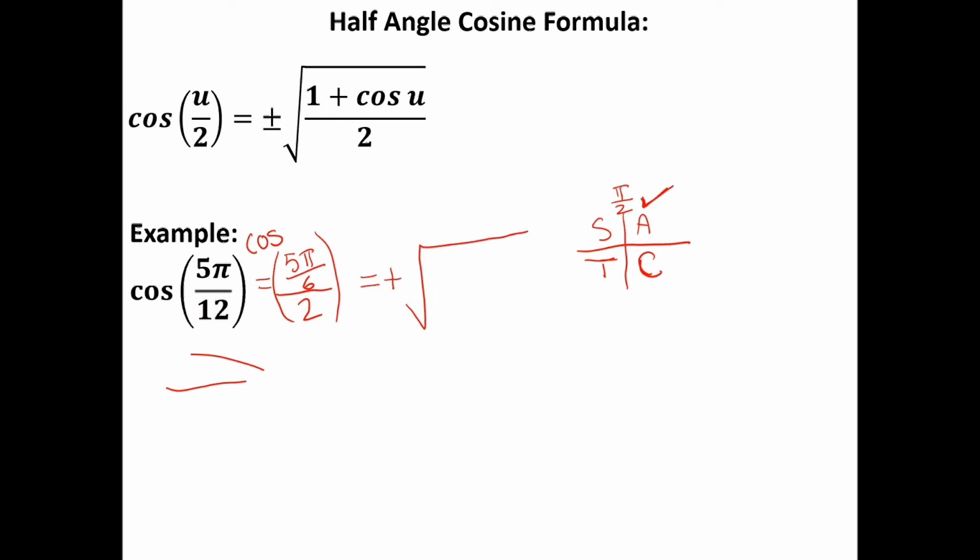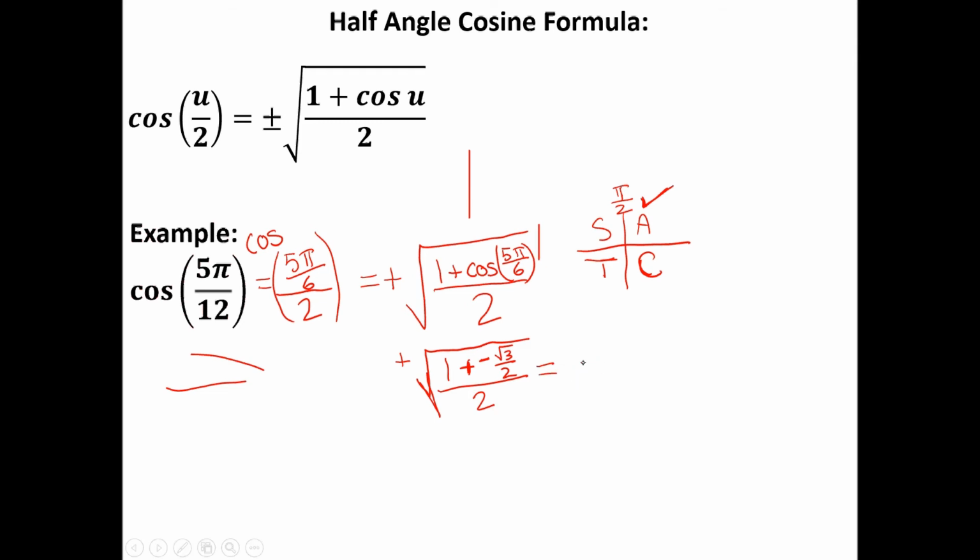Now, for this, we're going to use the formula. So we know the answer is positive: square root of 1 plus the cosine of 5 pi over 6, all over 2. Now, the angle 5 pi over 6 is located in quadrant 2, so we know it's going to be negative. The reference angle is pi over 6, and you should remember that the cosine of pi over 6 is radical 3 over 2. This problem is very similar to the one we just did in the last example.